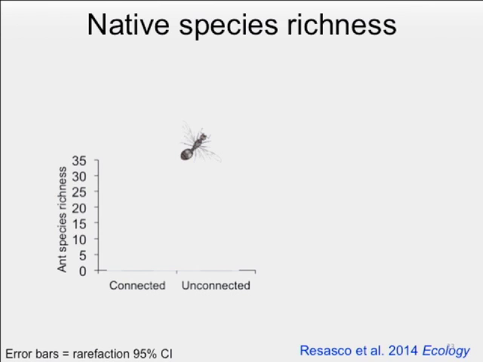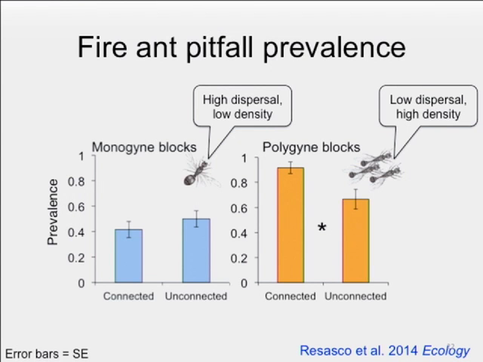So what does this mean for, well, presumably this is because in this monogyne social form, they can disperse really well, colonize patches, regardless of whether or not there's a corridor.